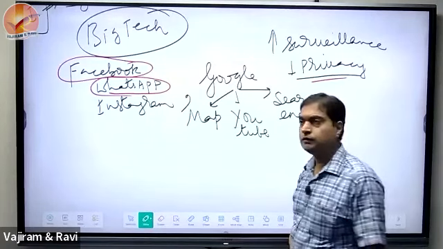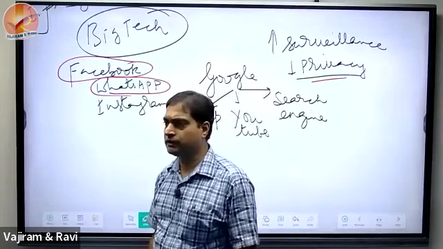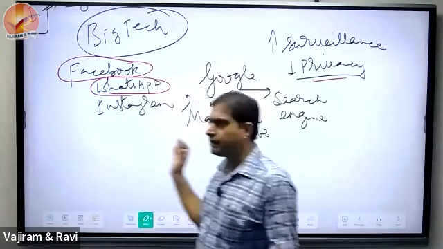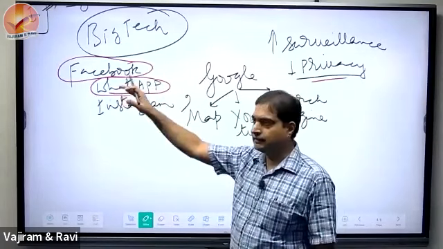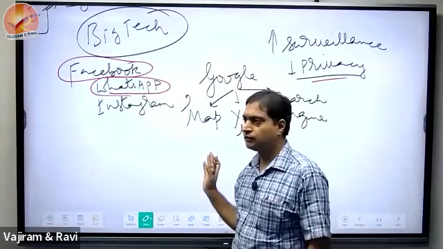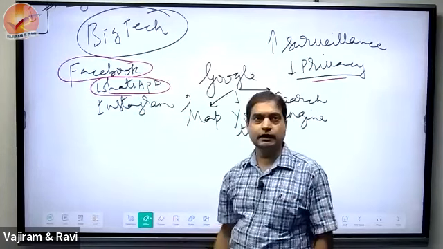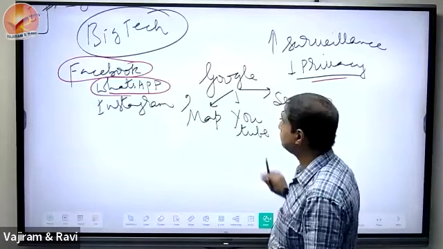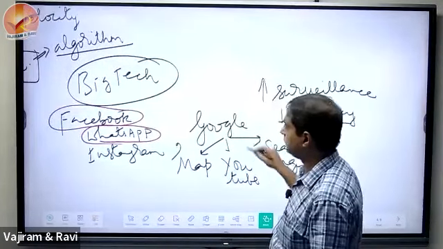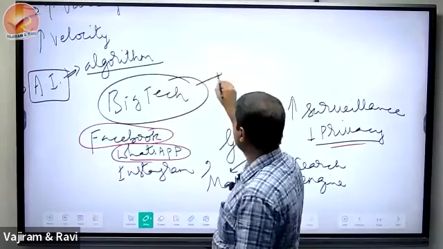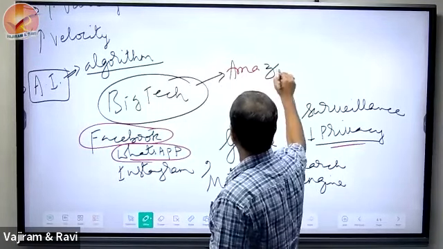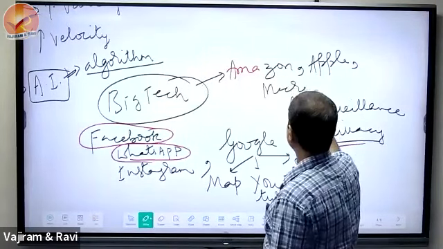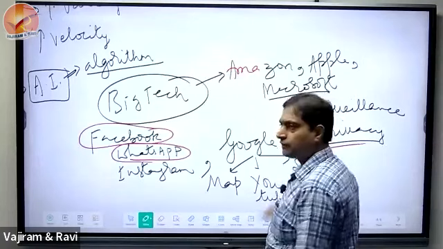For which we want to evolve our data protection laws, isn't it? Every country is trying to protect its own citizen data, because all this data is going and getting collected where? At the server located in the country to which they belong. So therefore we are advocating data localization in India only. Then this big tech also includes Amazon, Apple, Microsoft. So all these are part of what? The big tech.